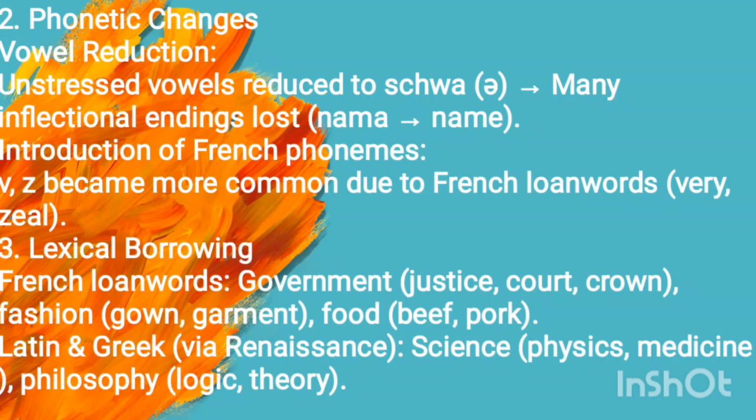Next one, lexical borrowing. That is French loanwords: government, justice, court and crown. Then fashion words are gown and garment. Then food words are beef and pork. In Latin and Greek, borrowed words show Renaissance influence. Science words are physics and medicine. Then philosophy words are logic and theory.